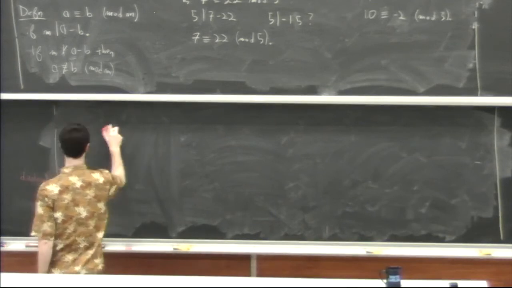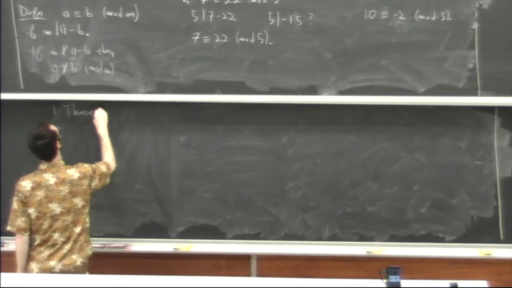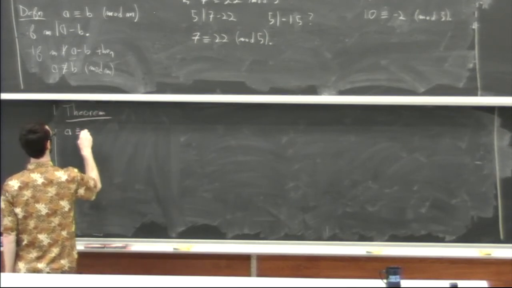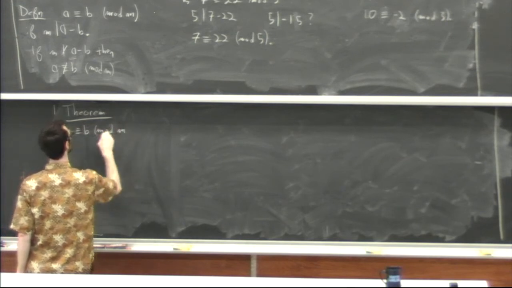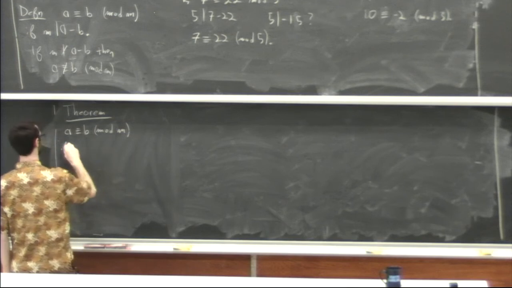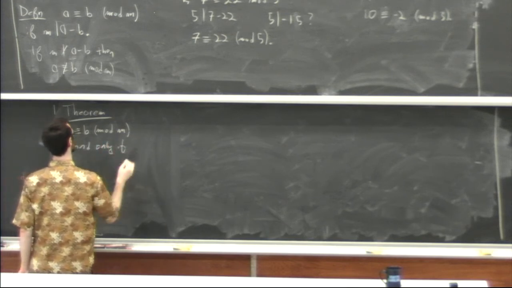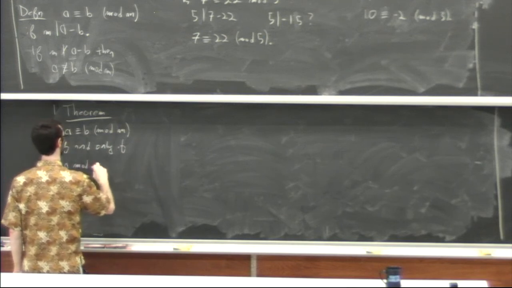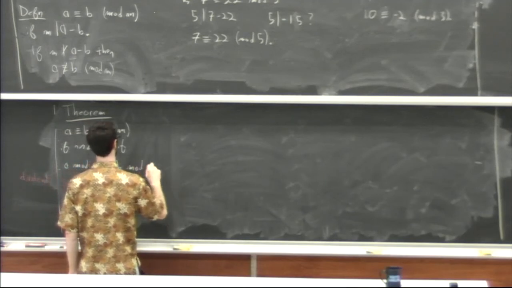The theorem is: A is congruent to B modulo M if and only if A modulo M is equal to B modulo M.